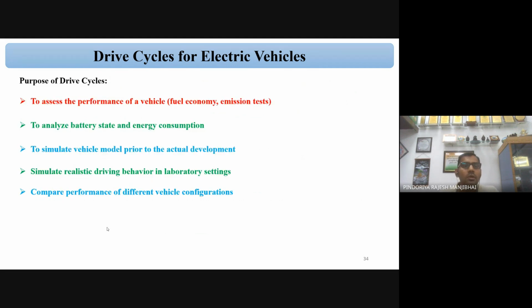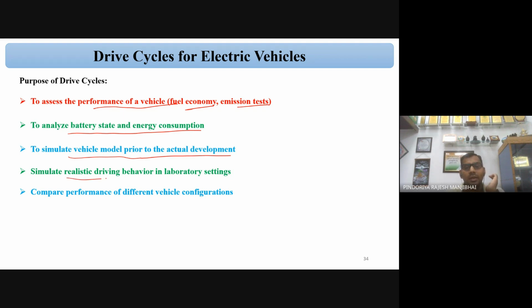So what is the purpose of the driving cycle? The main purpose is to assess the performance of the vehicle, such as fuel economy, emission test, etc. Second, to analyze the battery state and energy consumption. So we have to analyze the battery state, so there are SOC, SOH and every parameter. Third, to simulate the vehicle model prior to actual development.